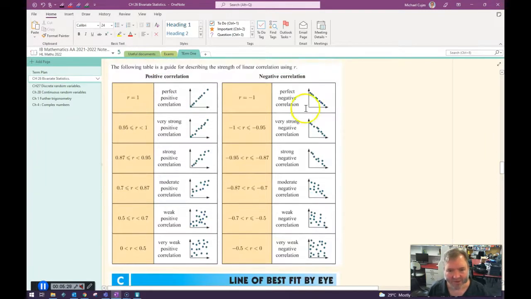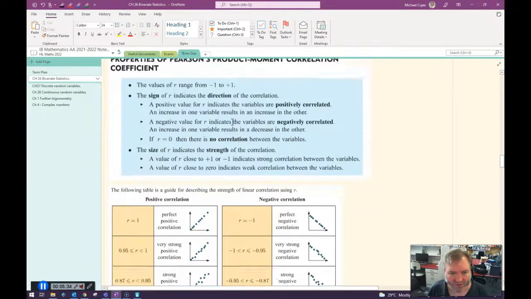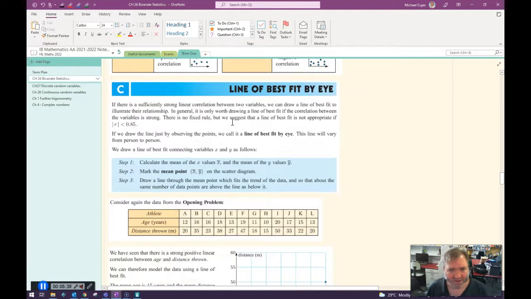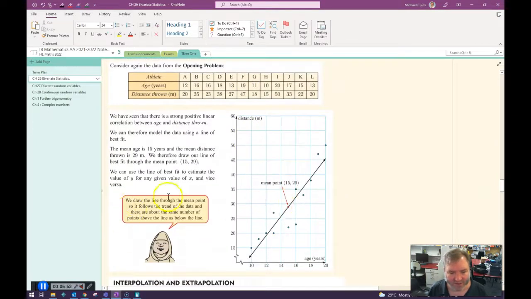How do we come up with the line? We can find the correlation coefficient here. What we also want to do, of course, is to find the line of best fit. First way we can do it is just by drawing a line and trying to make it look right. In this particular case, they've suggested that you do it by finding the mean point first and then sketching in the value. So here they found the mean point, and the advice is draw a line through the mean point so that it follows the trend of the data, and there are about the same number of points above and below the line.